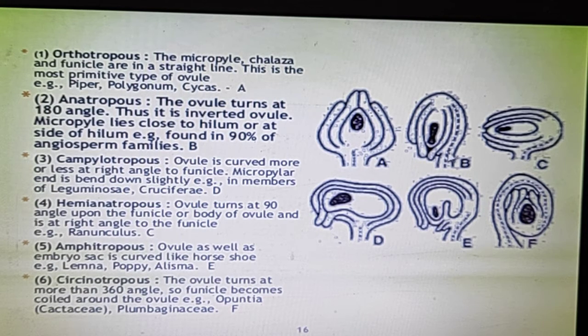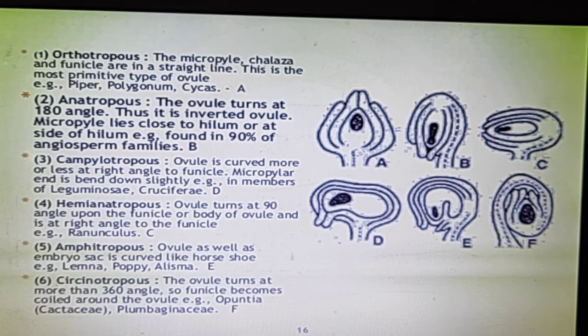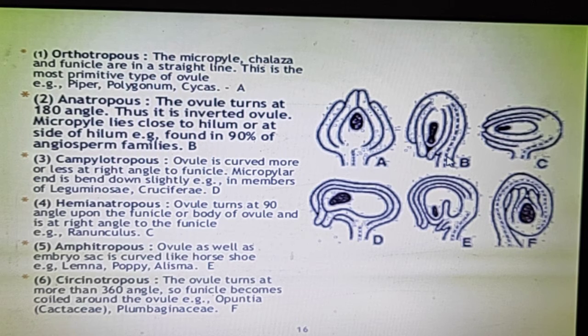Next is the anatropous. Observe this anatropous. The funicle is present like this and your micropylar region is in this manner. The micropyle lies close to the hilum region. The hilum is the junction between your ovule and your funicle. Clear? The hilum lies just at the level of the micropylar region. Such an ovule is known as anatropous.